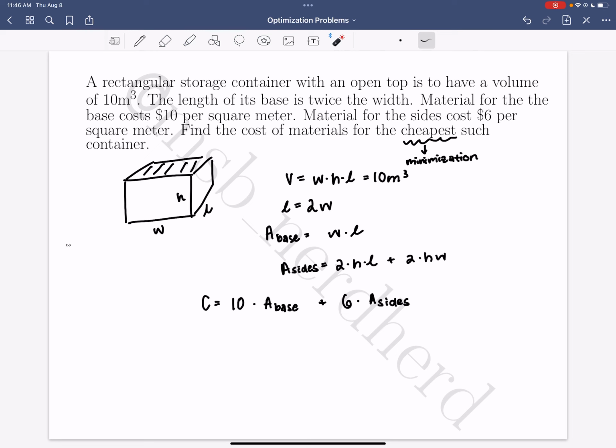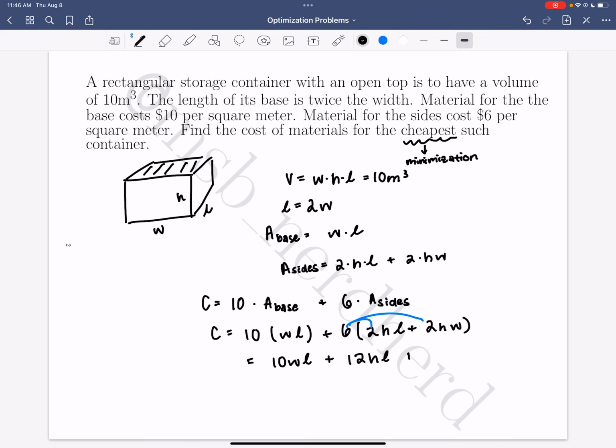Okay, so we can go ahead and substitute in our two equations. So we have that cost is equal to 10 times WL plus 6 times (2HL plus 2HW). I'm going to go ahead and simplify this out. This gives me 10WL plus, distribute, 12HL plus 12HW. Okay. Notice that we have a lot of variables running around, which is not what we want.